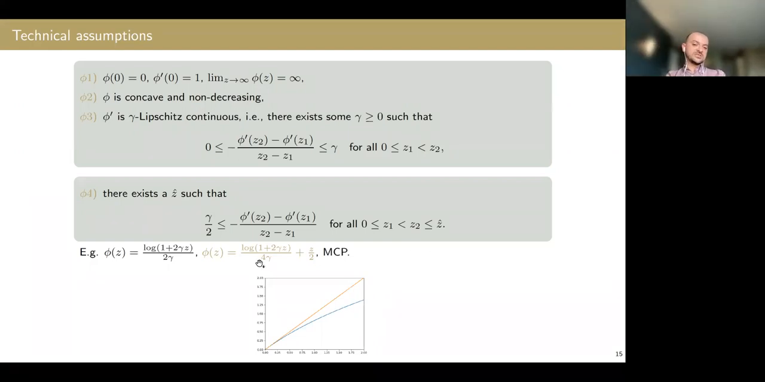Some of the functions that satisfy these conditions would be this phi function. Actually, maybe it will not satisfy the limit going to infinity condition. No, I'm sorry, it does satisfy it. So this will satisfy: 2 log(1 plus 2 gamma z) divided by 2 gamma. This satisfies all the conditions.